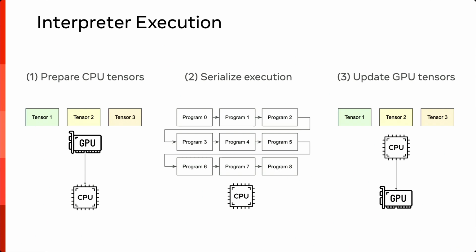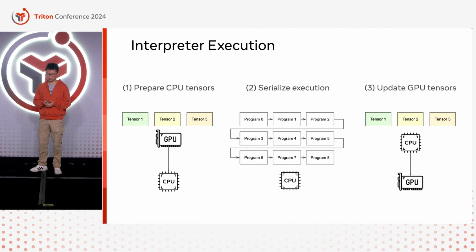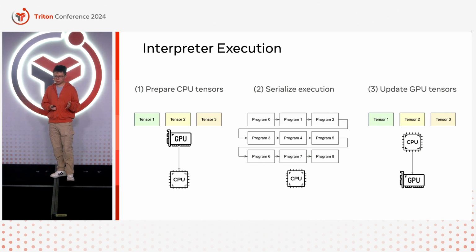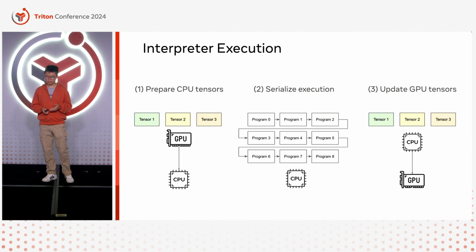So here's an example of executing a Triton kernel using the interpreter. At first, we're just going to prepare CPU tensors because there's no GPU support for NumPy. So suppose your PyTorch tensors are originally stored on the GPU, then we're going to prepare CPU tensors by copying their values from the GPU to the CPU. Next, we're going to invoke the interpreter to convert each Triton op to its equivalent NumPy operations. Meanwhile, we are going to serialize your program execution.